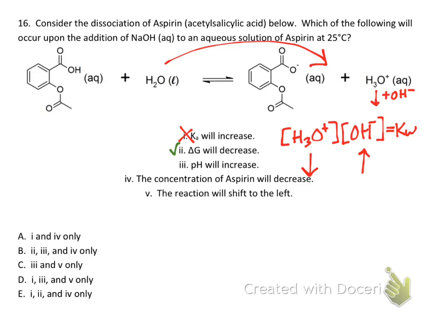The pH will increase. Anytime you add a strong base into an aqueous solution, the pH is always going to increase. We're making it more basic. So indeed, that's going to happen. The concentration of aspirin will decrease. So since this reaction is shifting to the right, that means that our reactants are going to go down, which means that our acetylsalicylic acid is going to decrease in concentration as well. Yep. And then finally, the reaction will shift to the left. Lol. In fact, I'm going to write out lol. It's not going to shift to the left, it's going to shift to the right. Myth busted. So 2, 3, and 4 only are correct.